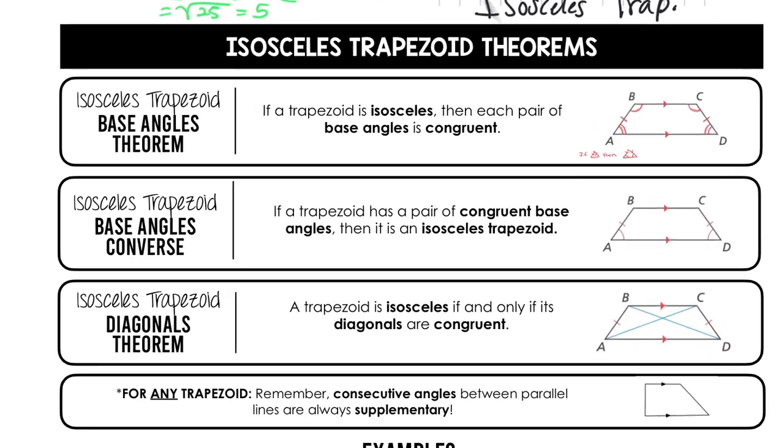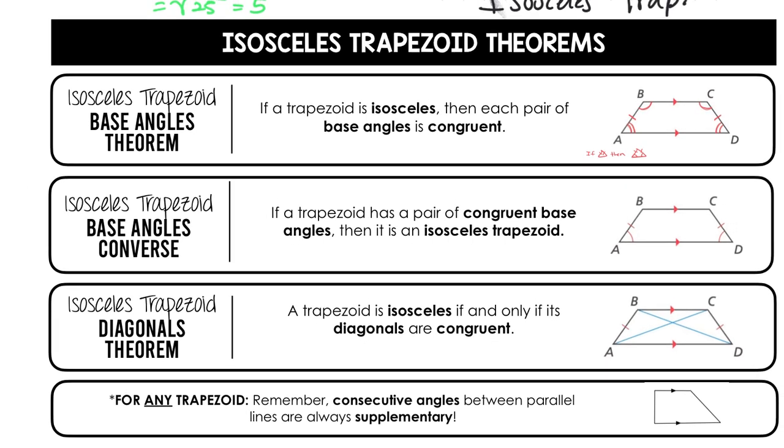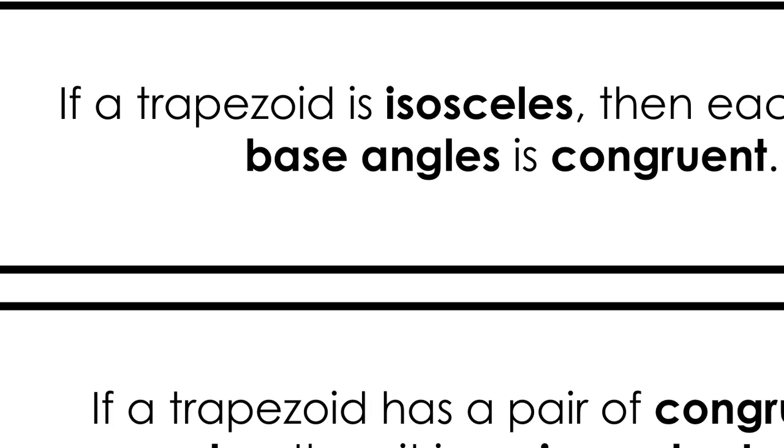Then, of course, we have the converse. If a trapezoid has congruent base angles, then it's an isosceles trapezoid. So if you know these two angles are equal, then you know these are equal. Okay? So once again, if you want to draw this out, you can.